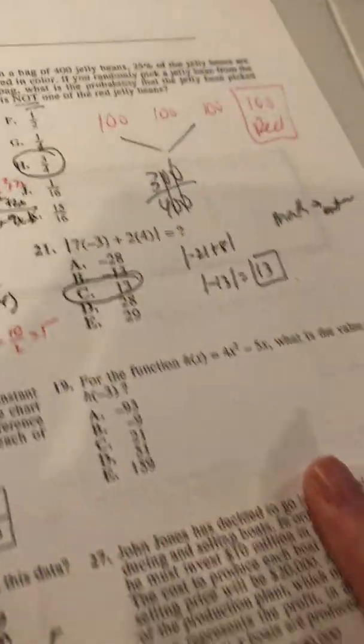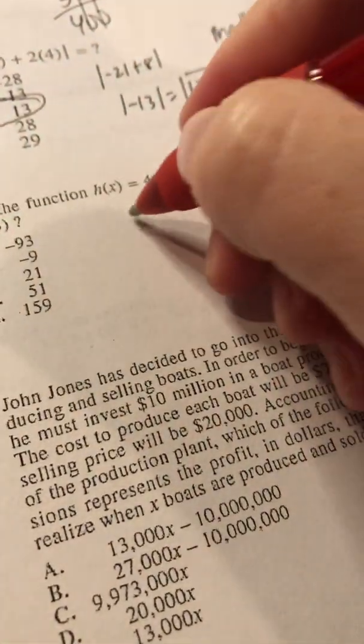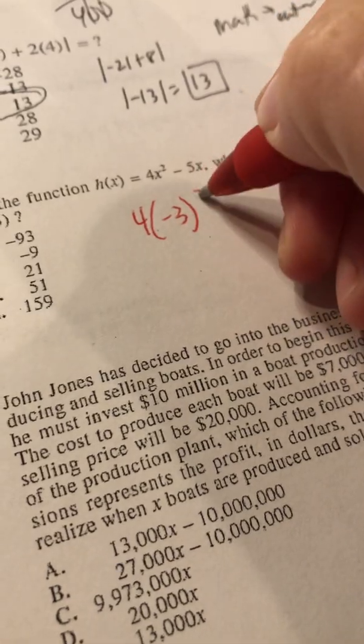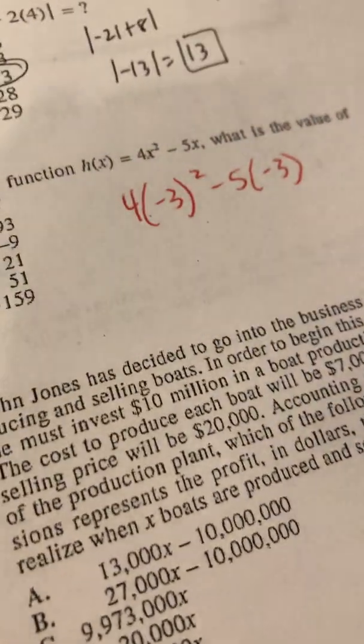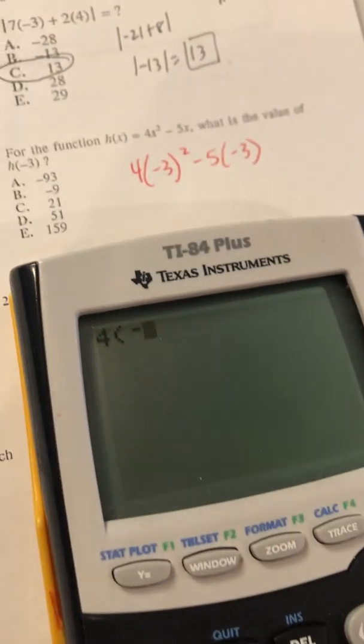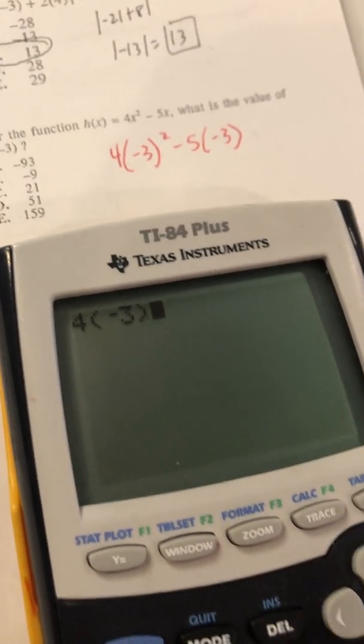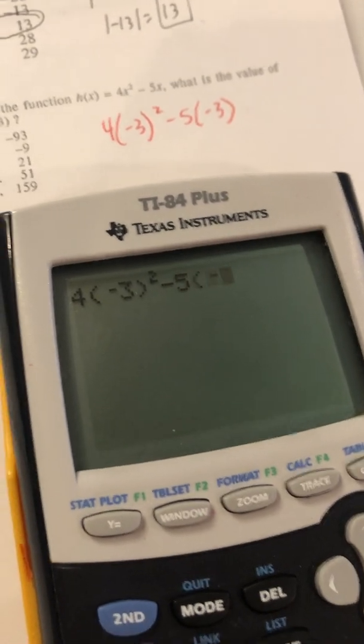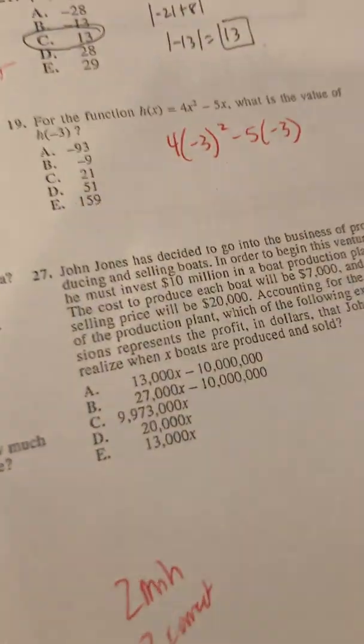Anyways, okay, right here, it looks like we're going to do a substitution. Negative 3 squared minus 5 times negative 3. And again, I would put that straight into my calculator. 4 times negative 3 squared minus 5 times negative 3. And I get that it's 51.